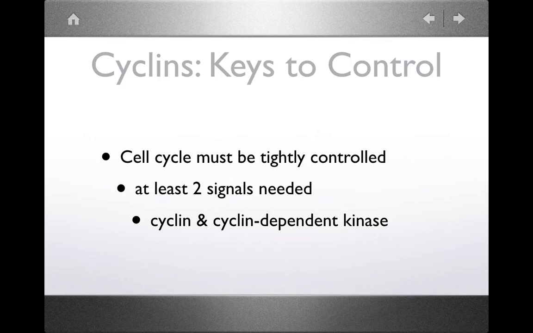And one of the things we know that can control that are the cyclin and cyclin-dependent kinases. Two different proteins, but they're both very much involved in controlling whether or not that cell moves through these stop signs. So we need two signals. One of them is a cyclin protein. The other is a cyclin-dependent kinase.